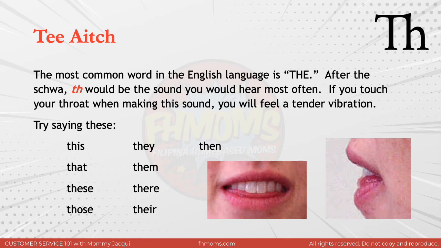Now, the most common word in the English language is the. After the schwa, TH would be the sound you would hear most often. If you touch your throat when making this sound, you will feel a tender vibration. Now, look at the picture as guides, okay? Now, try saying these. You say this, that, these, those, they, them, there, then. These are voiced TH sounds that you can practice, okay?